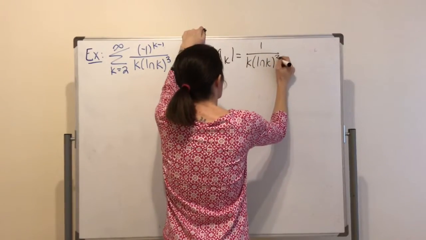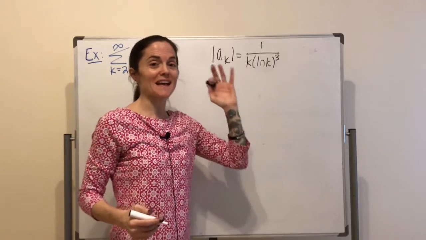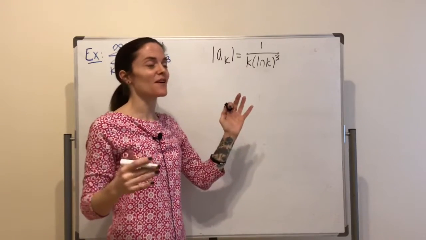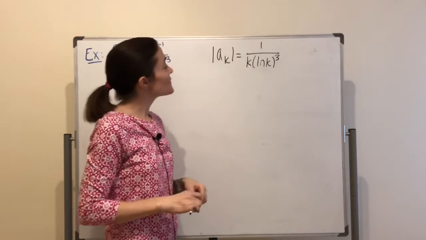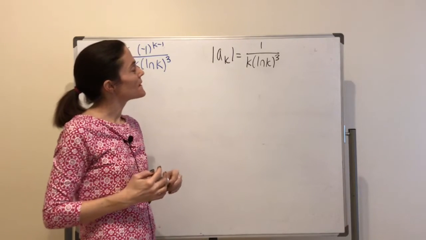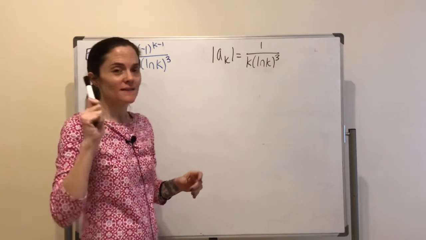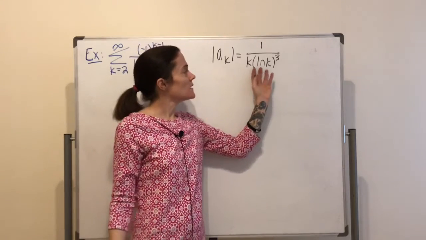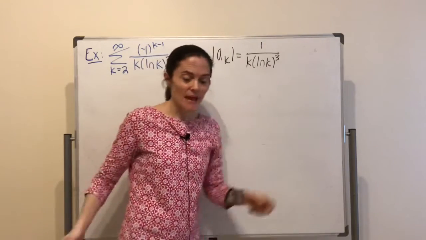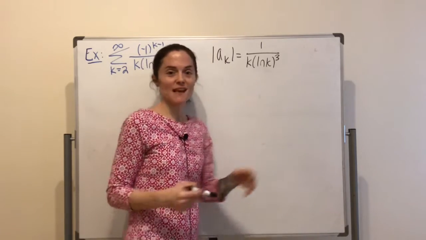Then if I look at the absolute value of a_k, it is 1 over k (ln k) cubed. Now, this is what I always try next, right? If the terms are going to 0, I look at the absolute value, see if that converges. If I look here, how am I going to figure out if this converges or diverges? Integral test, right? Because I have an inside function, I see a multiple of its derivative. Very natural to look at the integral test here.